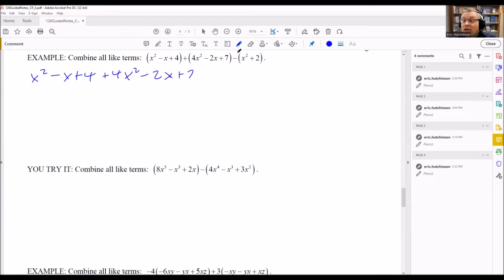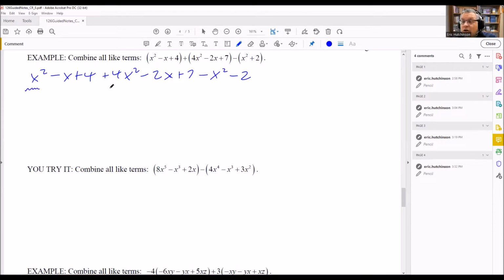Now for the last one here, there's a minus sign. The minus sign, you have to distribute to both things inside the parentheses. It's like you have a minus 1 times everything, so that's why the signs are going to change. We're going to get a minus x squared and a minus 2, just like that. So now we're ready to start combining like terms.